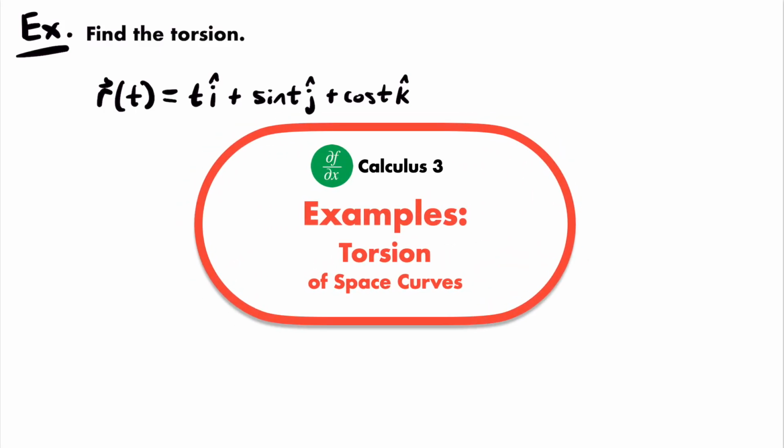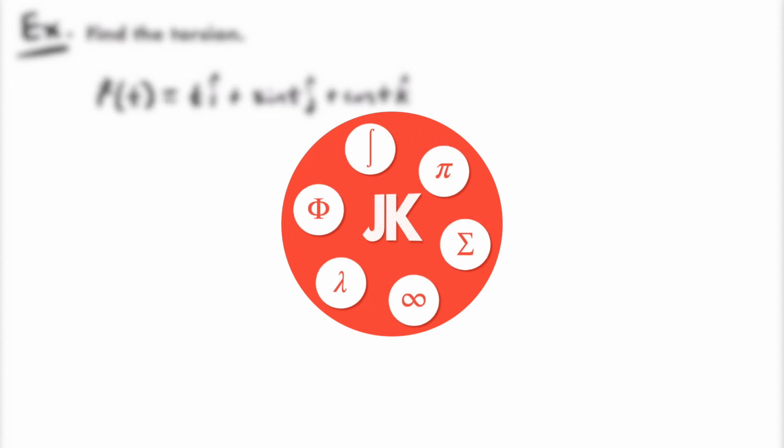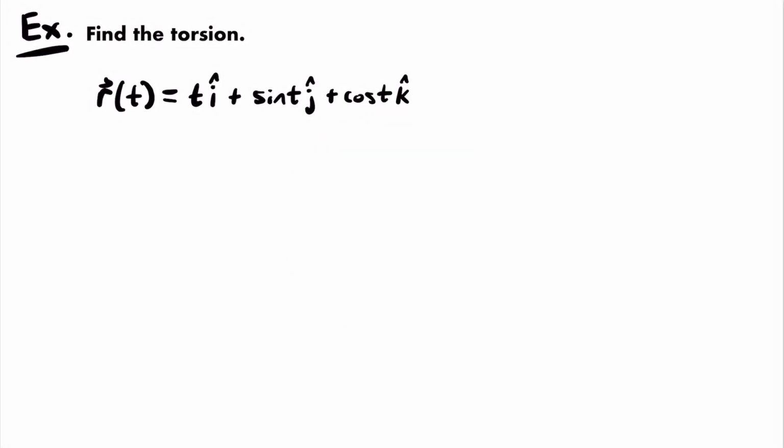Welcome back. Let's practice finding torsion of space curves. All right, so here's our first example. We want to find the torsion for this vector function, r of t is equal to t i plus sine t j plus cosine t k.